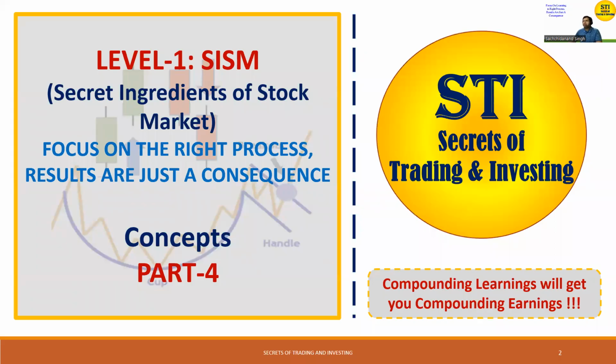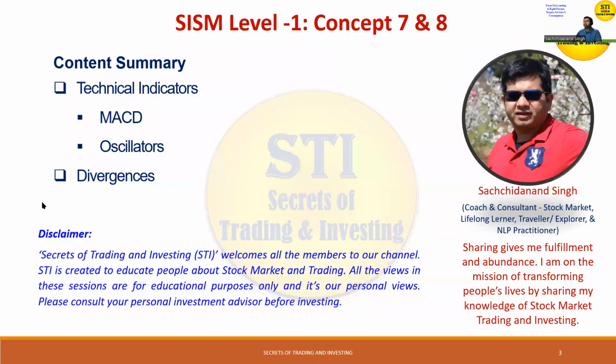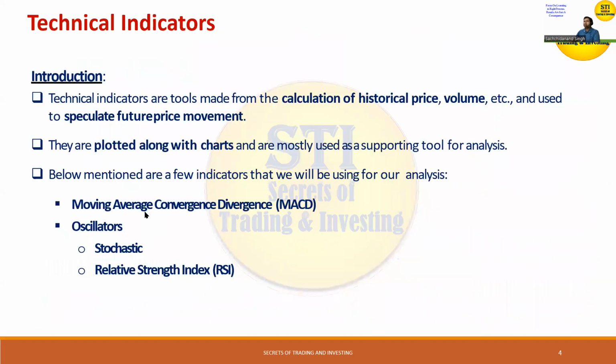Okay, so hello everyone. Let's start today's session, concept part 4. In this discussion, we are going to learn mainly two things. One is called technical indicators, and another concept called divergences. And within technical indicators, there are two concepts that we are going to learn: MACD and oscillators. So let's see what these are one by one.